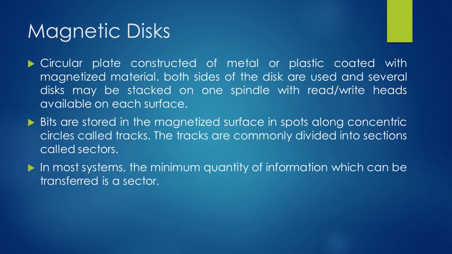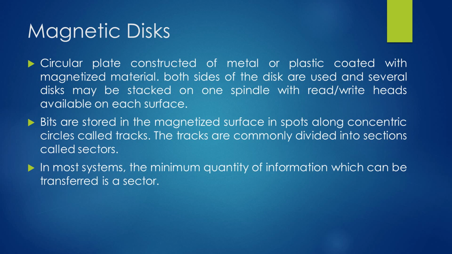Now going through this point, a circular plate constructed of metal or plastic coated with magnetized material. Now the material is magnetized. When it is magnetized, it is able to write something. We are able to write some data on it. Both sides of the disk are used and several disks may be stacked on one spindle with read-write head available on each surface.